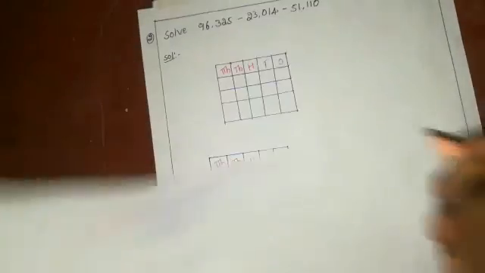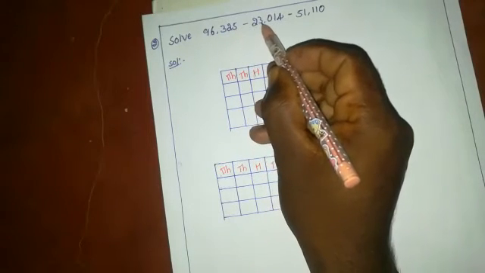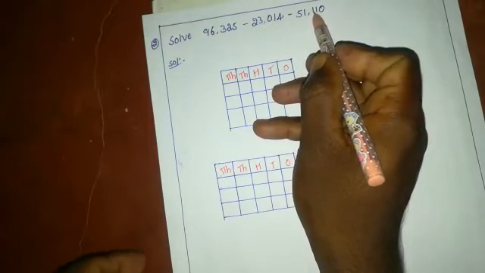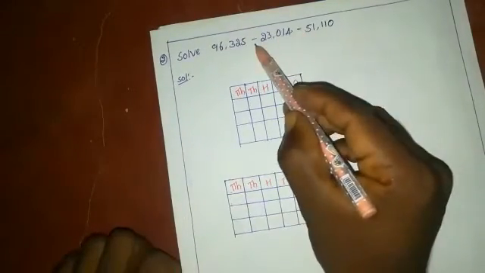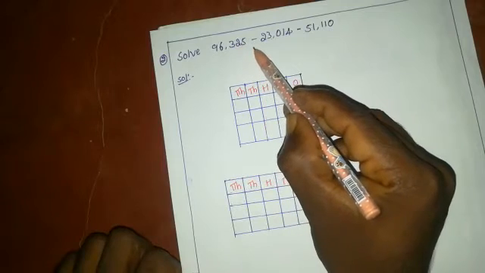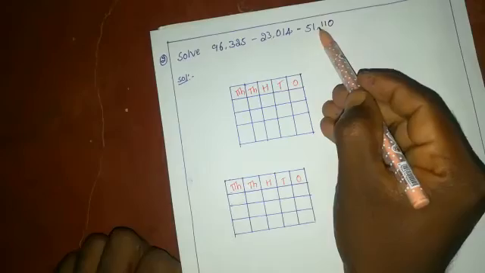Solve 96,325 minus 23,014 minus 51,110. Now we have to solve this problem. Here we have both subtractions. Here also we have to subtract this from this, then we get the difference. From the difference we have to subtract this, then we get the final answer.